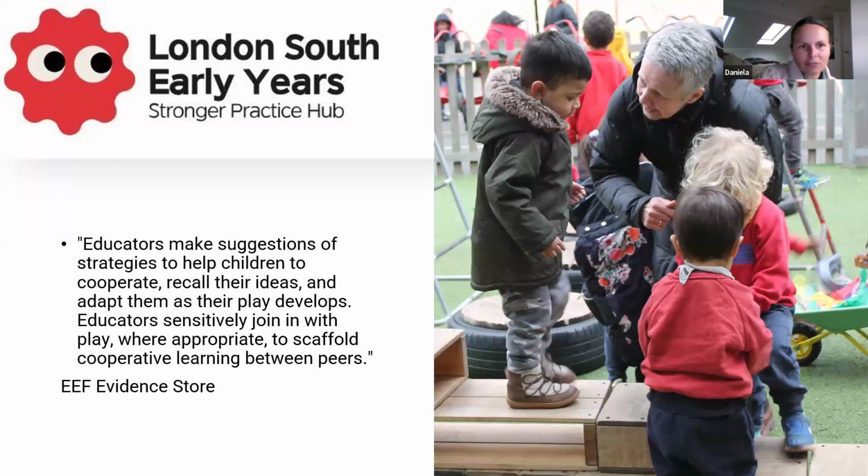They make suggestions of strategies to help children to cooperate, recall their ideas, and adapt them as the play develops. So the educator sensitively joins in with the play rather than taking over the play. That's why it says where appropriate, so that they are in a good position to scaffold and support the cooperation between the peers. And here the child wasn't quite sure how to ask for his peers to move out of the way so that he could have a go at moving across his assault course that he built.